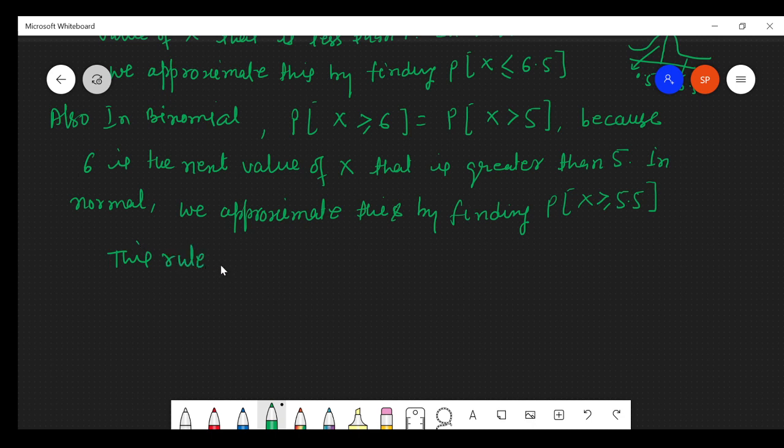This rule is known as the correction for continuity. This is the correction for continuity.